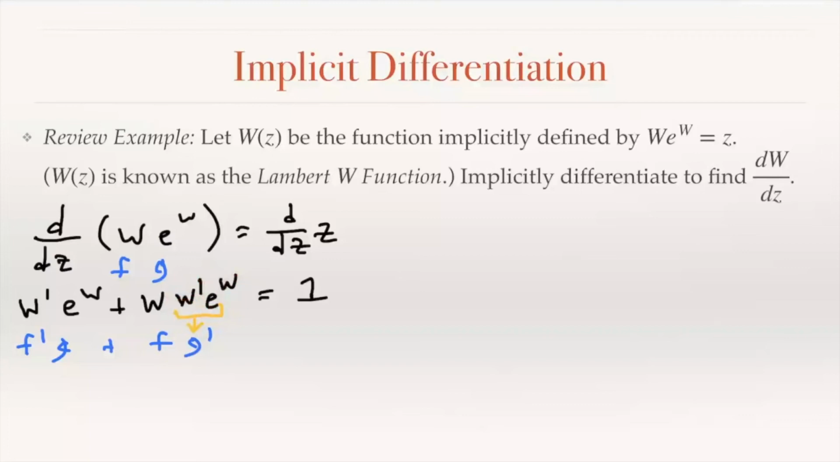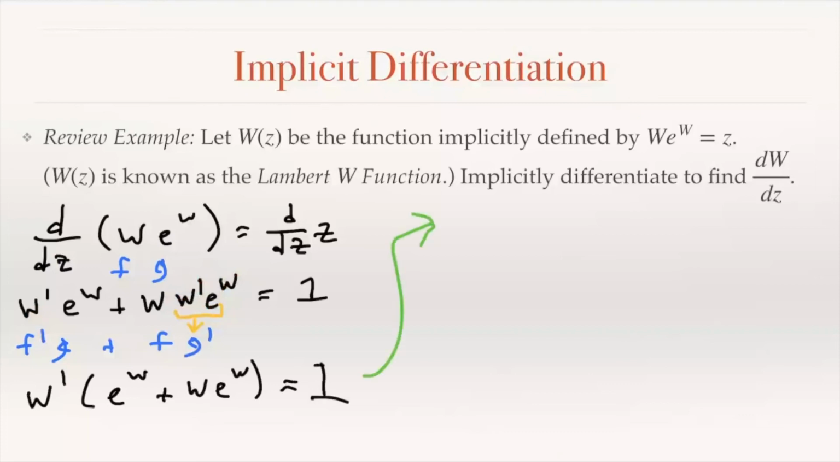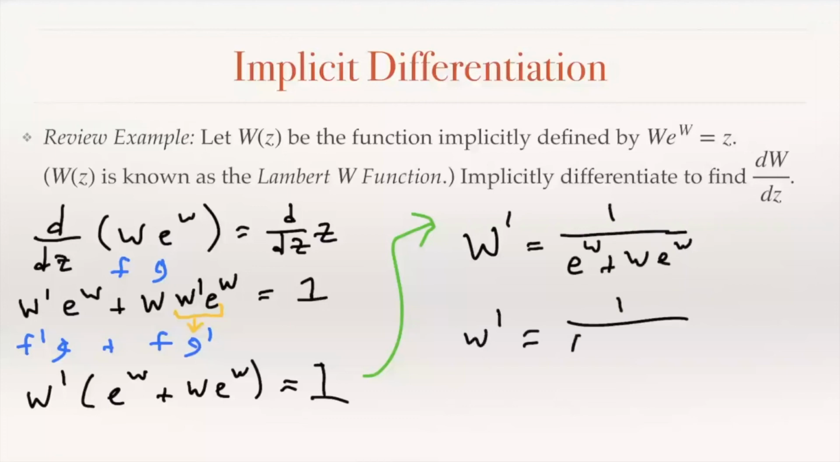Now, to get w prime, we want to solve for it in this equation. This is the same as w prime times e to the w plus w e to the w is 1. And thus, w prime is 1 over e to the w plus w e to the w, or we can rewrite that if we want as 1 over 1 plus w times e to the w.